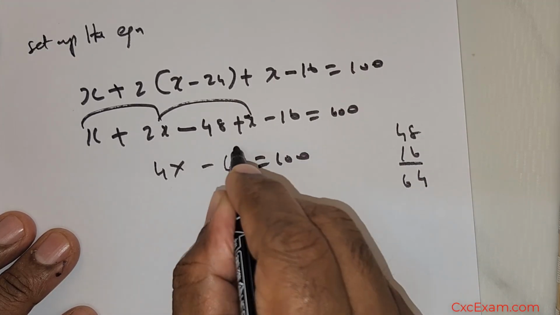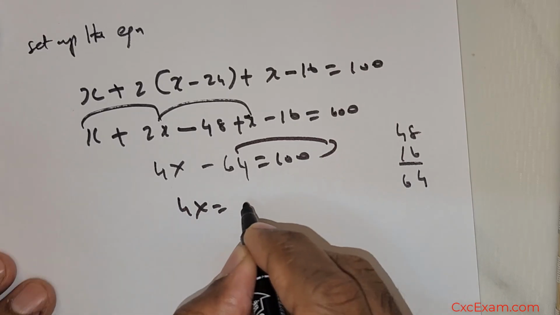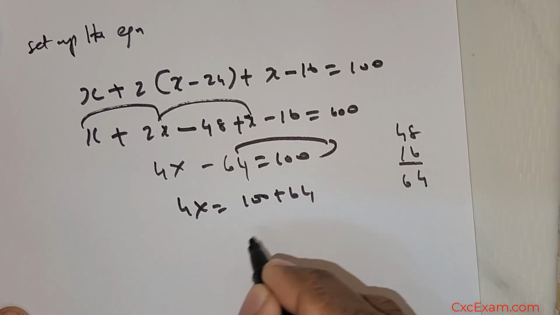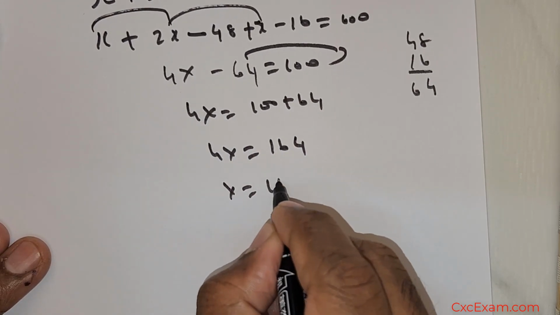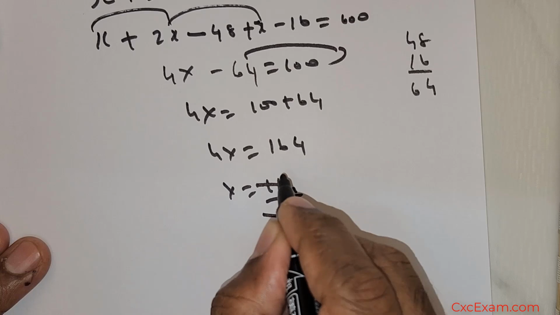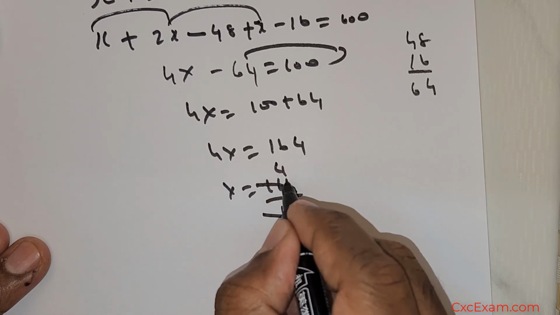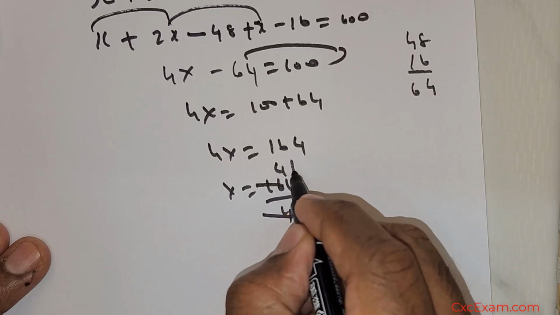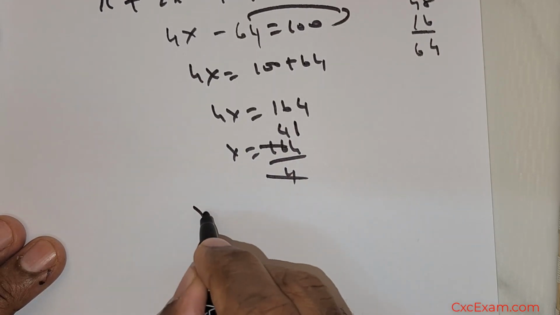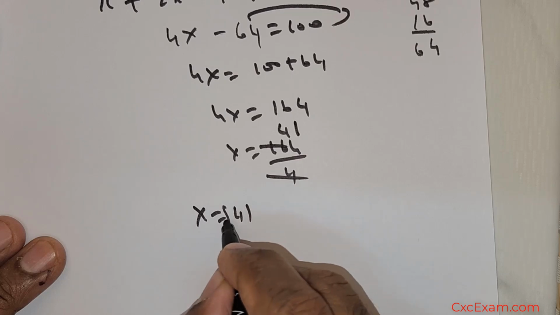64 is equal to 100. You move this to the other side. 4x is equal to 100 plus 64. 4x is equal to 164. So x is equal to 164 divided by 4. 4 4s are 16. You have a 4 there, and that will give you 1. So x is equal to $41.